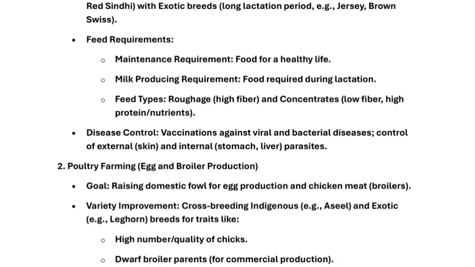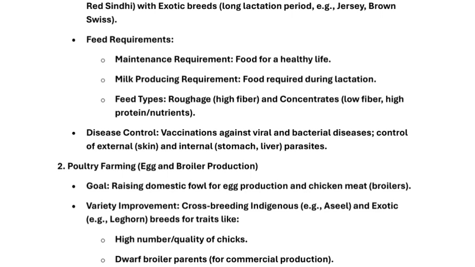Variety improvement: crossbreeding local breeds, which have disease resistance, for example Red Sindhi, with exotic breeds, which have a long lactation period, for example Jersey and Brown Swiss. Feed requirements: maintenance requirement, food for a healthy life; milk producing requirement, food required during lactation. Feed types: roughage, high in fiber, and concentrates, low in fiber and high in protein and nutrients. Disease control: vaccinations against viral and bacterial diseases, and control of external (skin) and internal (stomach, liver) parasites.